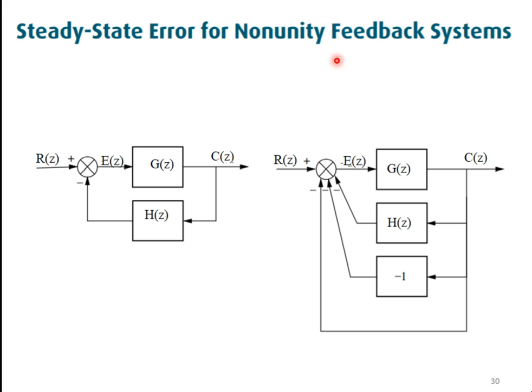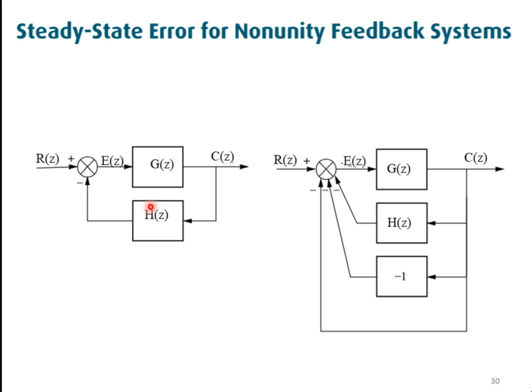What you have to do when it is a non-unity feedback system, that is, H(z) is not equal to 1, in that case it is not unity. So when H(z) is unity, this block will not be there, and you will have directly the actual output, C(z), directly fed to the input. That is what we have seen.